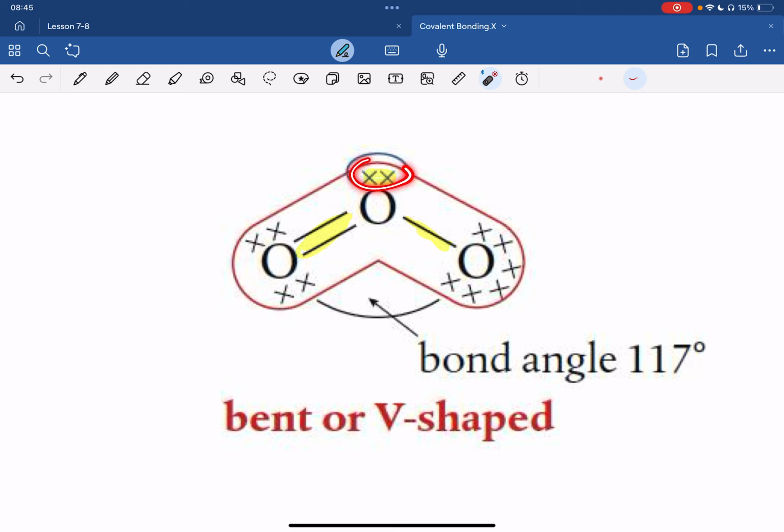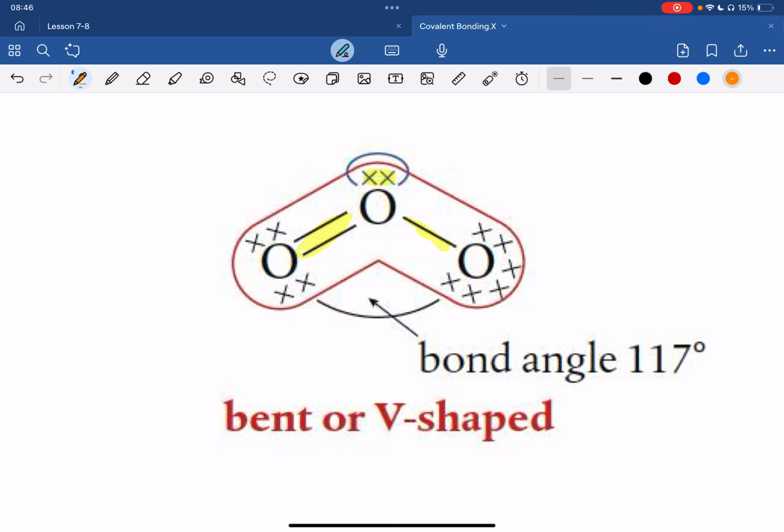Here we have three electron domains. The electron domain geometry is called trigonal because we have three. But as we have these non-bonding electrons, what will happen to the shape? The shape will change. Why will the shape change? Because this one will start repelling this one.